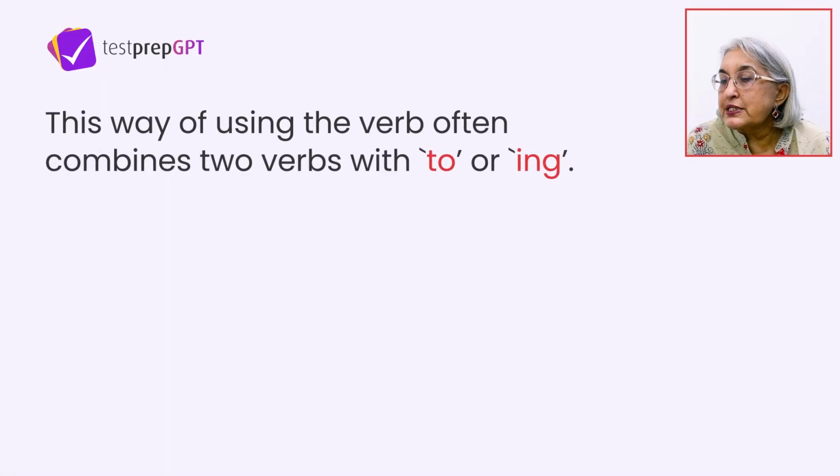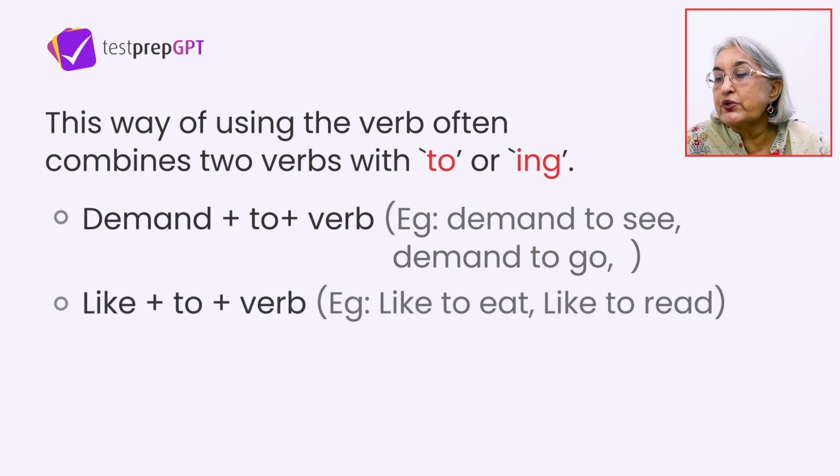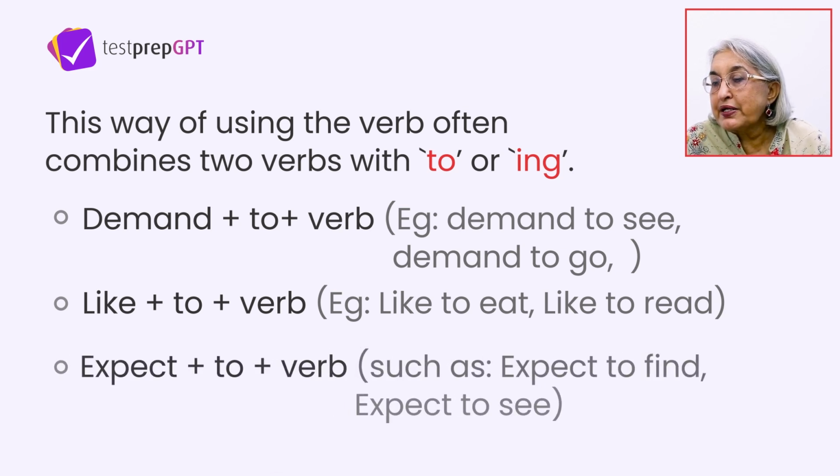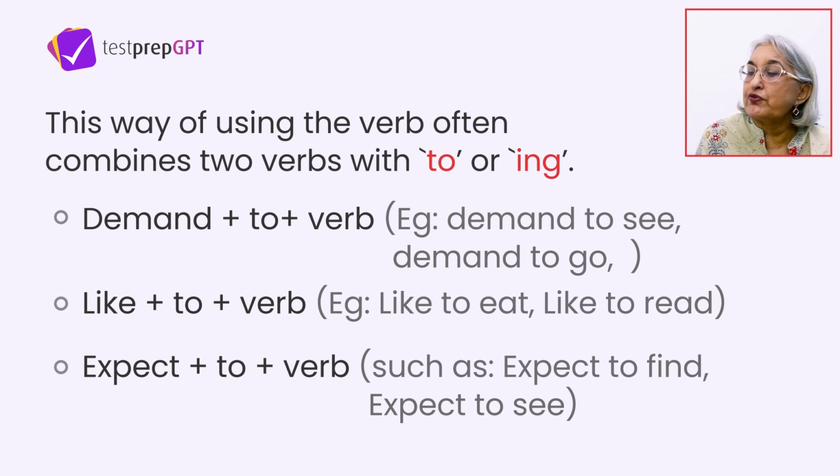Now, when we see these sentences, we see that two verbs are combined. All right, as I said before, two verbs are being combined. Look at the combinations. Demand to see, demand to go. So one verb is demand, the other verb is see. One verb is demand, the other verb is go. Similarly, like. We have like to eat, like to read. So like is one verb and eat is another verb. Expect to find, expect to spend. So here we have what we call double verbs.